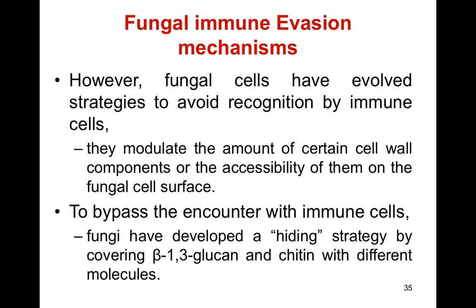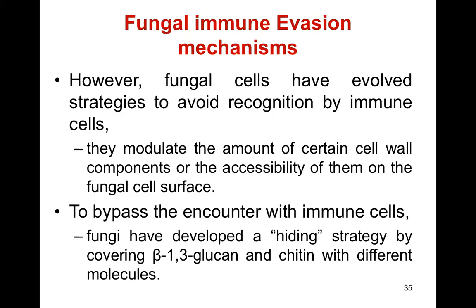And on fungal immune evasion mechanisms, one point is that they can modulate the amount of certain cell wall components, affecting the susceptibility of the immune system to reach them. So in a bid to avoid the immune response, the fungal infections will modulate the amount of cell wall components which they can expose to the immune system, or they will limit the accessibility of the immune system to this cell wall of the fungi, and in this case, the fungal surface will not be recognized by the immune system.